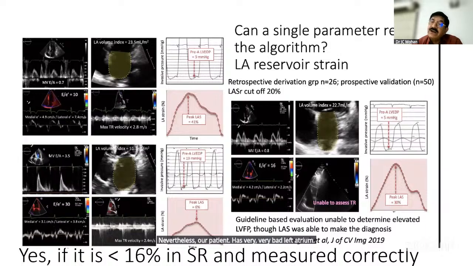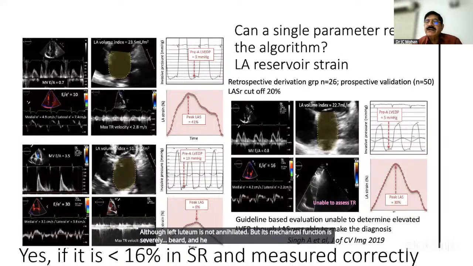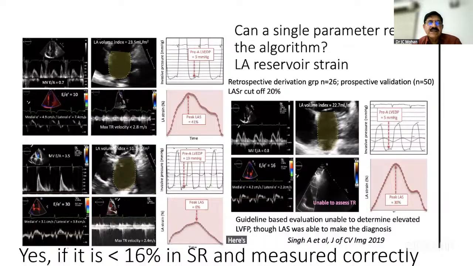Although the left atrium is not dilated, its mechanical function is severely impaired, and he claims to be asymptomatic. One can put him on CPAT. I'm pretty sure that he would not be asymptomatic. He has grade 2 diastolic dysfunction, and prognostically, a left atrial reservoir strain of 12% is not a good thing for this gentleman. So that is all I wanted to show.